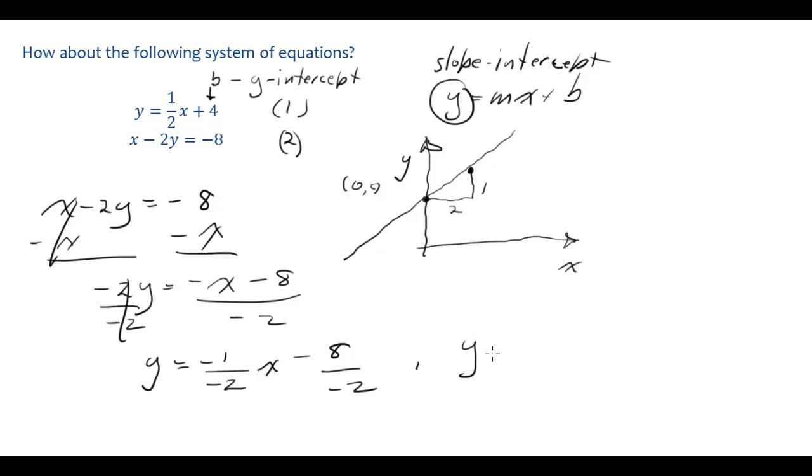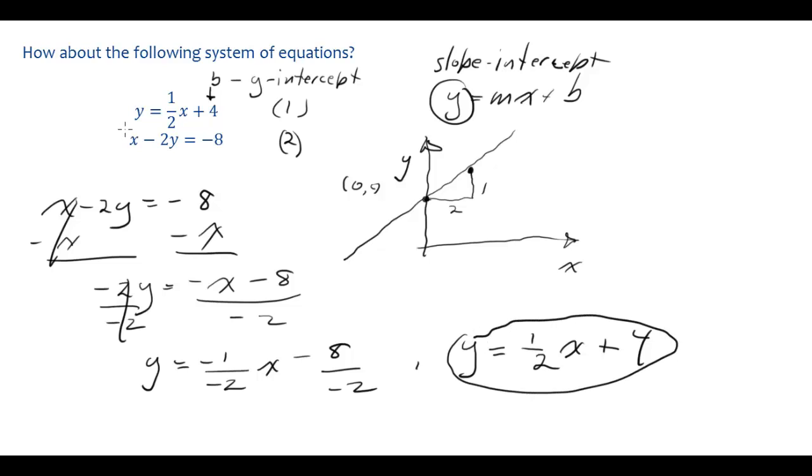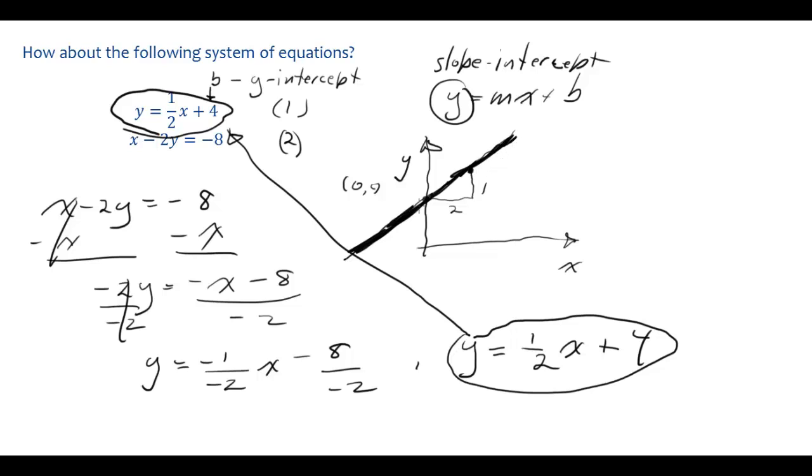That's going to be y equals minus over minus is a half. So that's a half x. I forgot my x. Minus 8 over minus 2, that's going to be a plus. 8 divided by 2 is 4. Uh-oh. This equation is the same as that equation. So if I were to plot it, basically it's the same line. So I would just end up with one line.